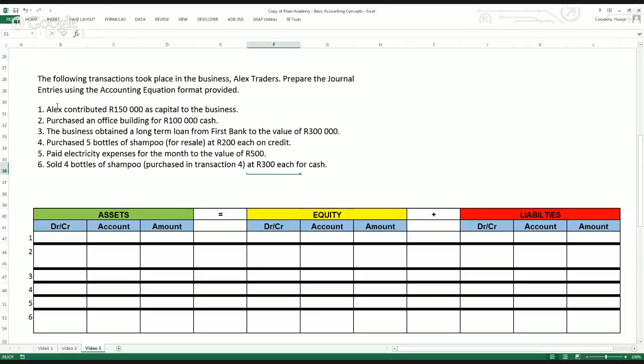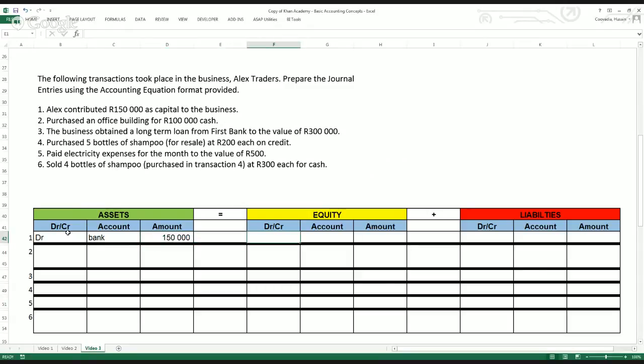The first one says Alex contributed 150,000 Rand as capital to the business. So let's ask ourselves, what is happening in this transaction? Alex gives some money to the business, so therefore bank will increase. So we'll debit bank under assets. Bank falls under the definition of an asset. So we'll debit bank, and the amount will be 150,000 Rand.